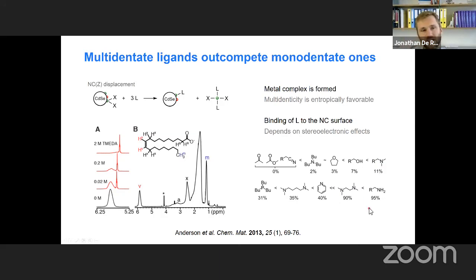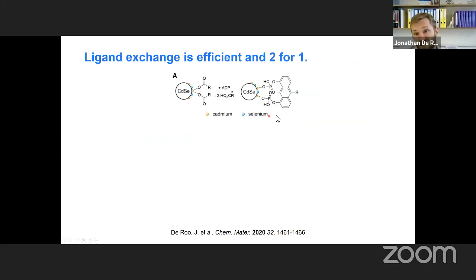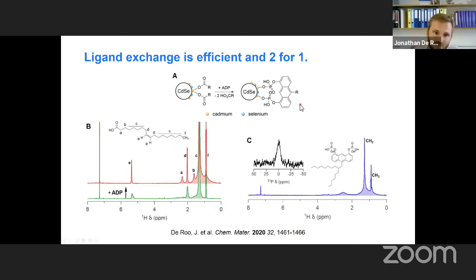But maybe that's not really a good example. That's an example of multidentate ligands in solution, not really on the nanocrystal surface. This is just regular metal binding by multidentate ligands. So we started making multidentate ligands that were actually designed to bind the nanocrystal surface. They do exchange for 2 oleates, but we didn't pay very detailed attention to how many oleates are exactly being displaced by how many of these anthracene diphosphates.